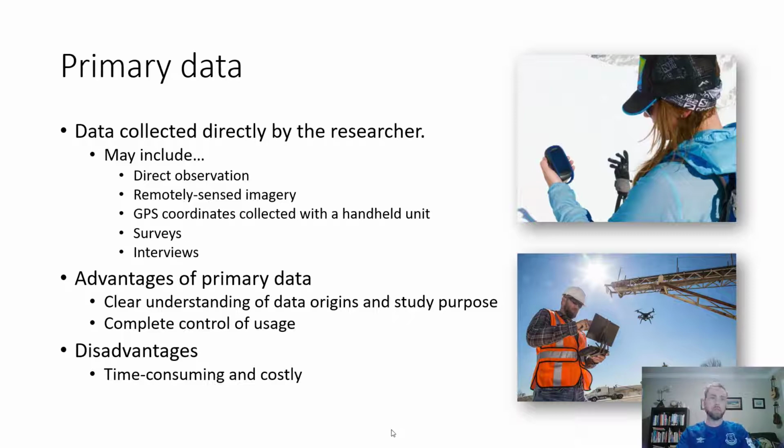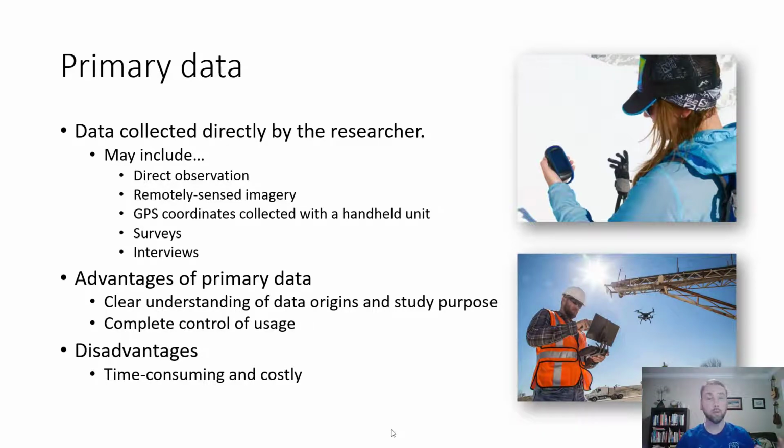So primary data is data that's collected directly by the researcher. Maybe you, maybe it's me, right? But it's whoever is doing the research who is also collecting the data his or herself. So this may include direct observation, remotely sensed imagery, maybe with a drone or a satellite if you have access to that. Drone data, obviously, is a little easier to access. GPS coordinates collected with a handheld unit. Surveys, maybe literally going out to a park and asking people to answer X, Y, and Z questions, and interviews as well.